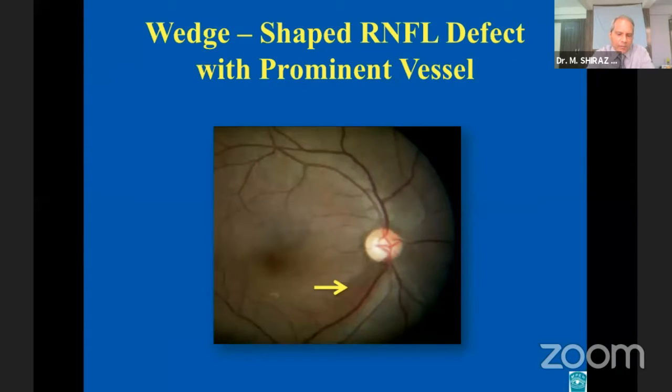This is a classical example of a wedge-shaped defect inferotemporally. One important feature of RNFL defect is that if a large retinal vessel runs across this area, it becomes more clear and sharply detectable.